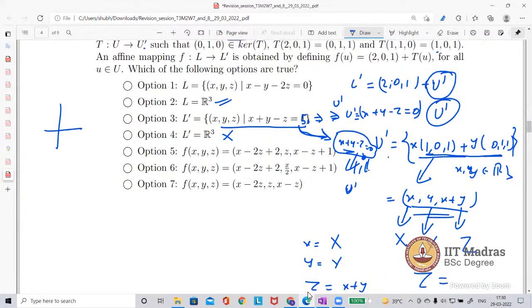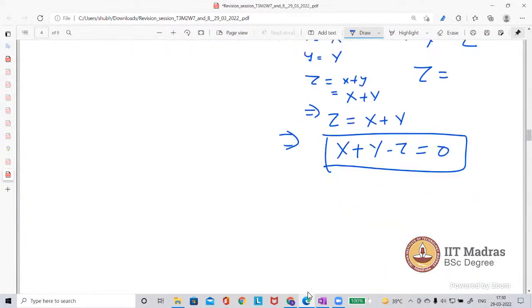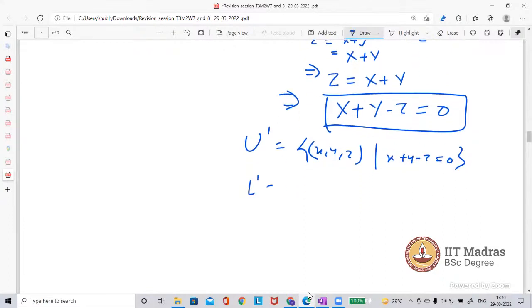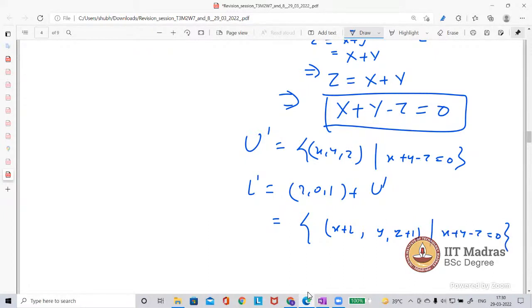So from here, now let's find L prime. U prime is equal to X, Y, Z satisfying this equation. You got U prime here. Now let's find L prime. So what will be L prime? L prime will be 201 plus U. So what it means is X plus 2, Y, Z plus 1, satisfying this equation. X plus Y minus Z is equal to 0.